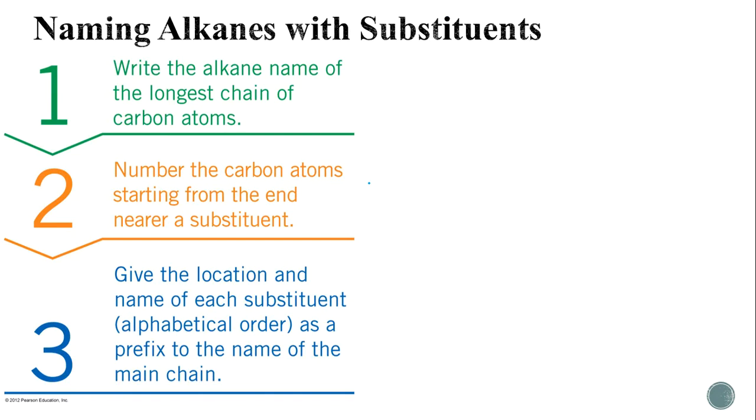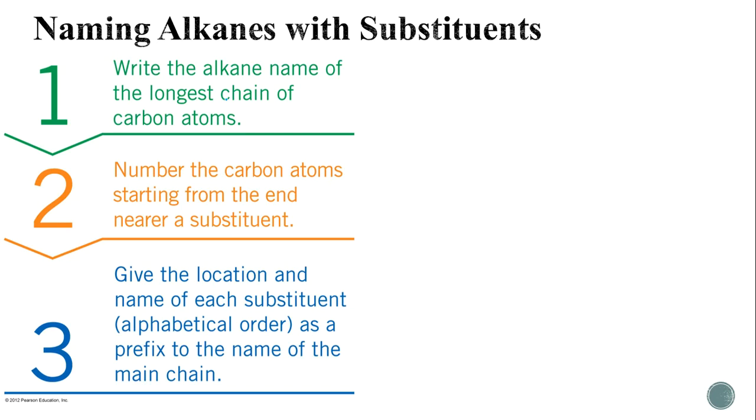All right, let's talk about how we name these chains now that they have substituents. The first thing we do is write the alkane name of the longest chain of carbons. That's what we did before. If it's a 5-carbon chain, we write pentane. If it's an 8-carbon chain, we write octane. That step is still the same. The next step is new: we're going to number the carbons.